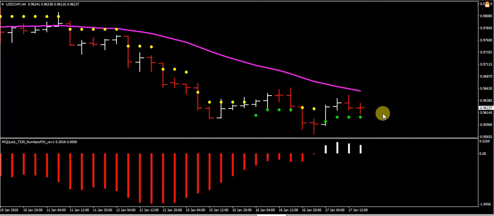USD Swiss franc, we've still got this trend line coming down. We're not really getting anything giving us a good signal for a sell, but that'll be the next thing we're looking for.